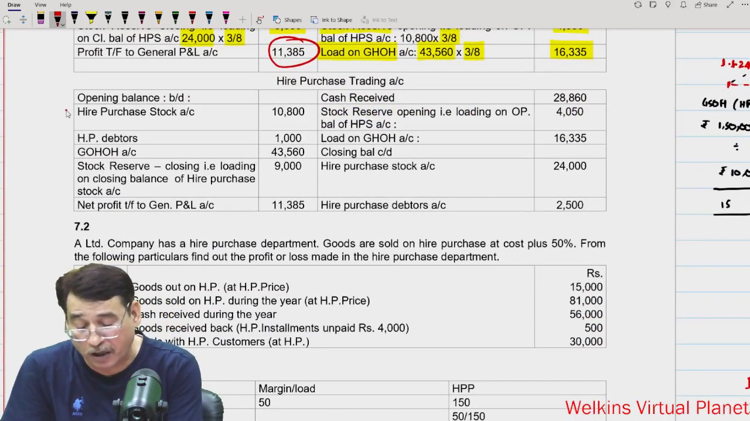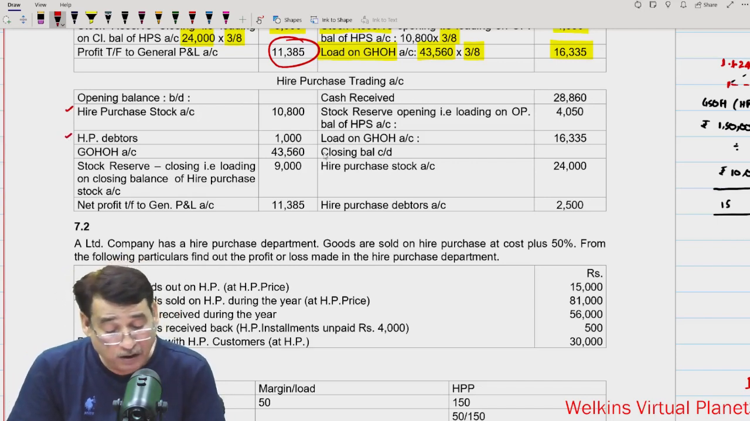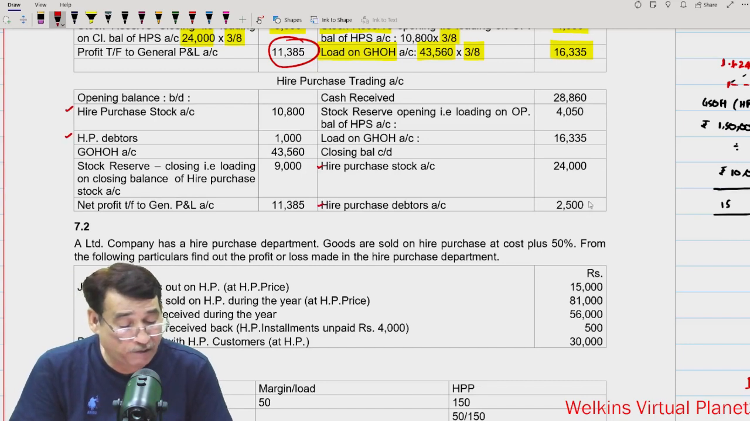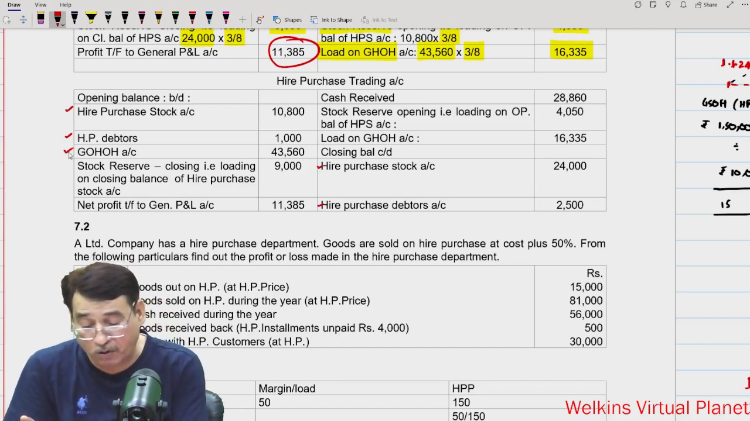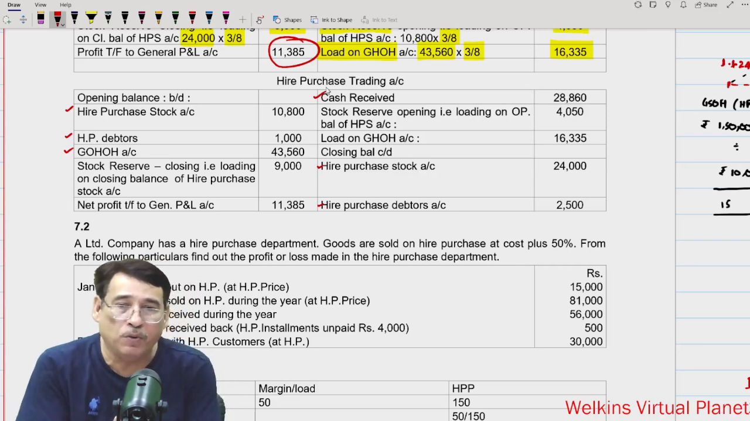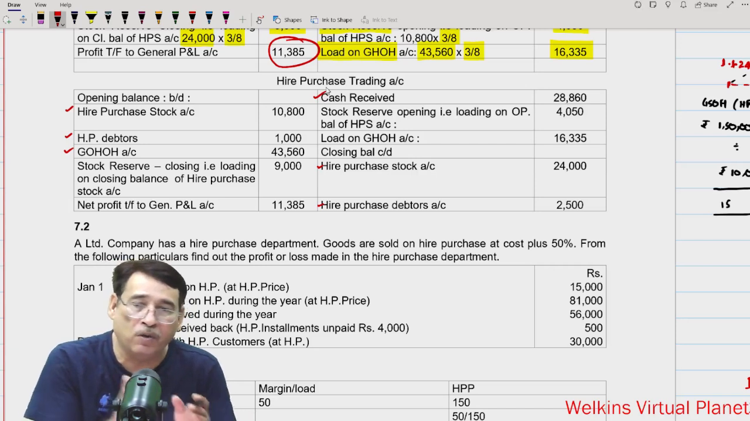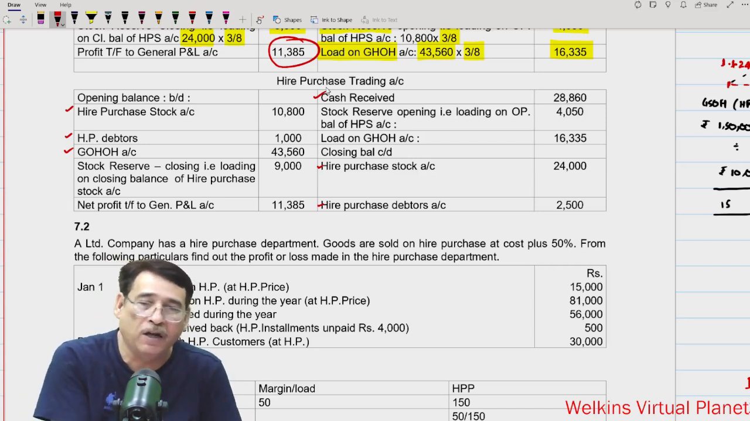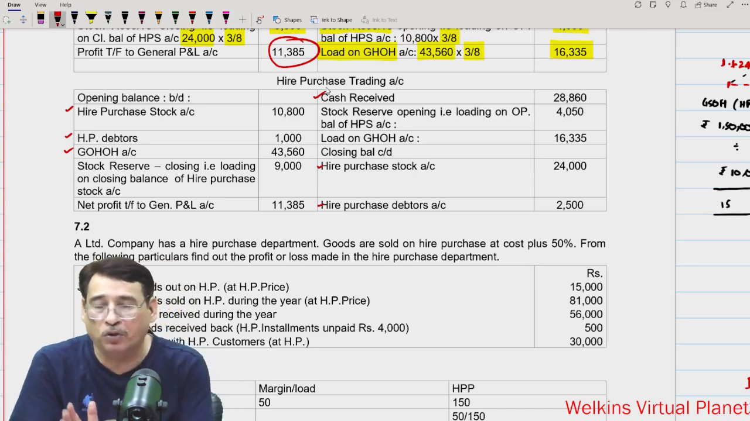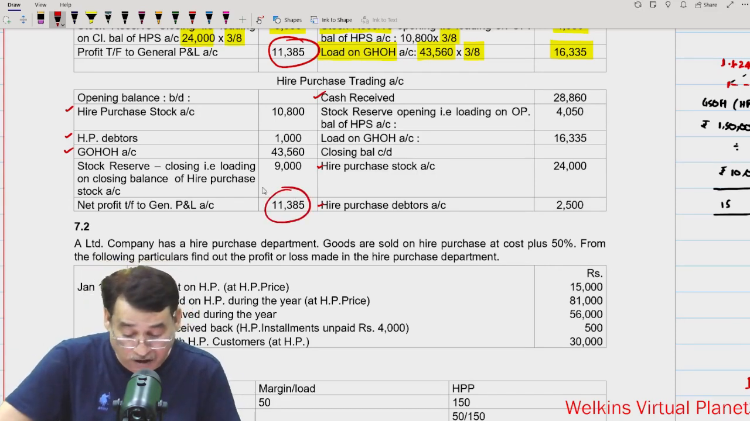Similarly, now you can prepare the higher purchase trading account. First of all, your target should be to write the opening balances. Then closing balances. Once you have written these items, then you write goods sold on hire and cash received. After that, all you have to do is take the loadings of opening stock to the opposite side, goods sold on hire to the opposite side, and loading of closing stock to the opposite side, so you will get the same results. Is it clear to you or not?